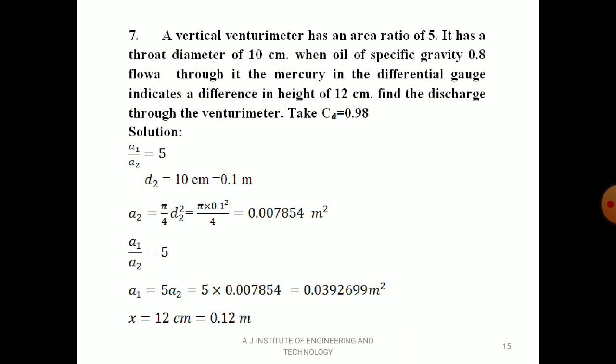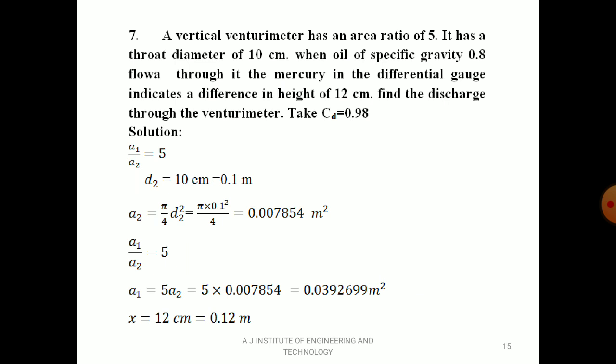So here vertical venturimeter has area ratio. Sometimes they can give contraction ratio as well. So area ratio it is given as 5. So that means area of pipe to area of throat is 5, because pipe has area higher when compared to area of throat. So A1 divided by A2 equal to 5, but throat diameter it is given as 10 centimeter. So that is D2 equal to 10 centimeter. Using that we can calculate A2.